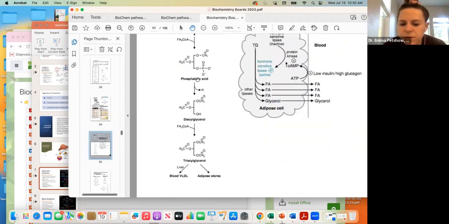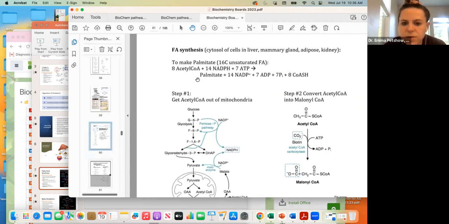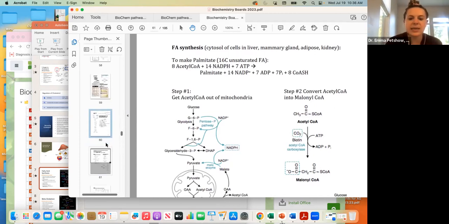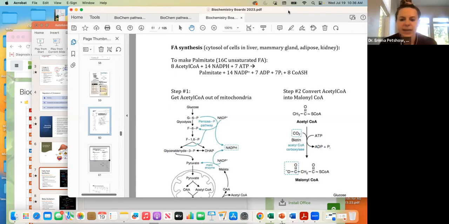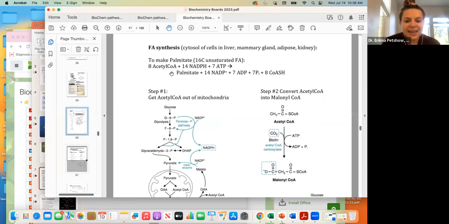So, there we go, fatty acid synthesis. Page 61. To make palmitate, a 16-carbon saturated fatty acid, we're looking again at the cytosol of cells in the liver, mammary glands, adipose, and kidney. We're going to need 8 acetyl-CoAs, 2 carbons each, 14 NADPH, 7 ATP, and then we can get to our 16-carbon palmitate.